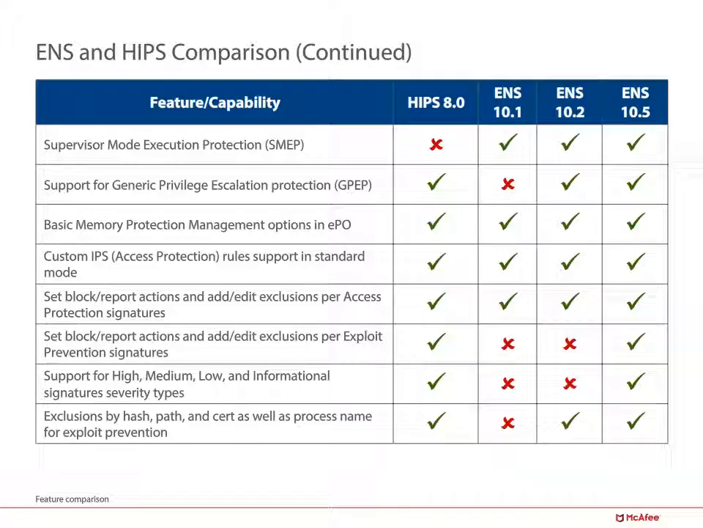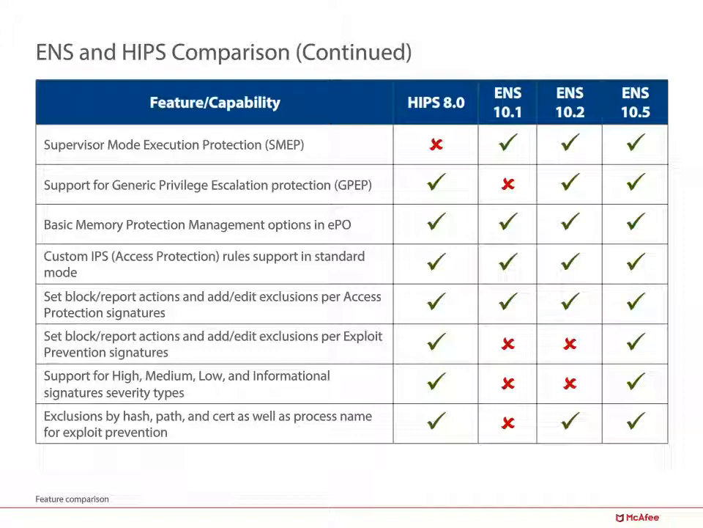In our second table, if you'll notice, supervisor mode execution protection is something we did not have in host intrusion prevention, but it's a new feature enabled for all versions of ENS. The generic privilege escalation protection, we did not have in the first version of ENS, but it's supported now. The basic memory protection management, we had support for that. Custom IPS rules, which is the standard mode, we have that. It's now in the access protection of ENS, so we do not have custom rules in the signatures.